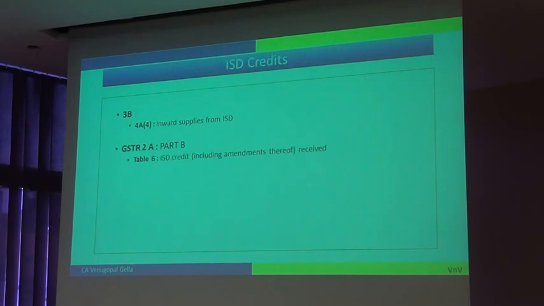under this table. Next, in case of ISD credits, Part B of GSTR-2A now gives the details of all ISD credits. So the line items of 2A should match with your ISD credits.